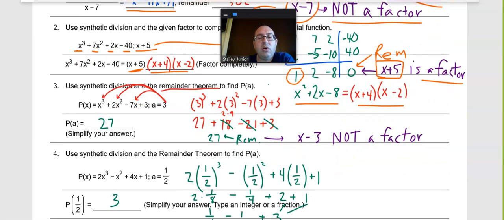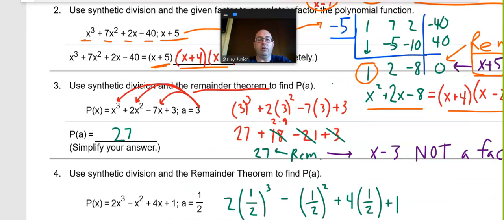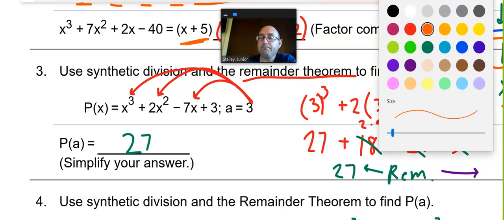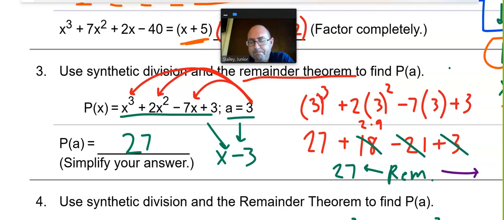Next, we're talking about what's called the remainder theorem. The remainder theorem says that you can take a number and plug it in. Let me zoom in on this. So in this particular remainder theorem question, number 3 here, they're telling me to plug in the number 3, which we show you how to do. This 3 would go with x minus 3. Suppose I was doing synthetic division, and I took this big thing and I divided by x minus 3.